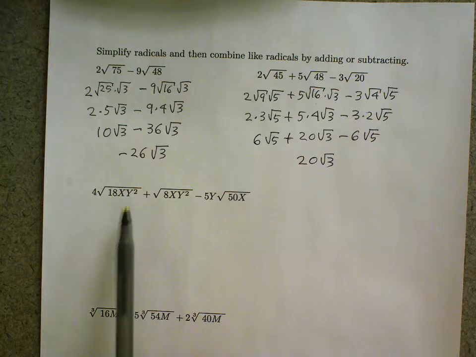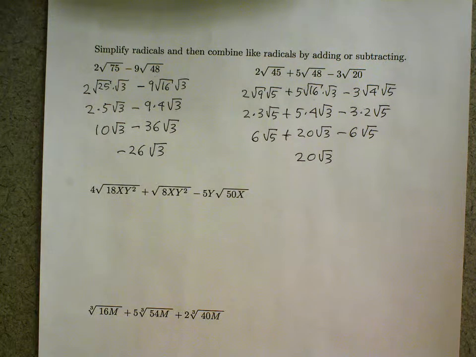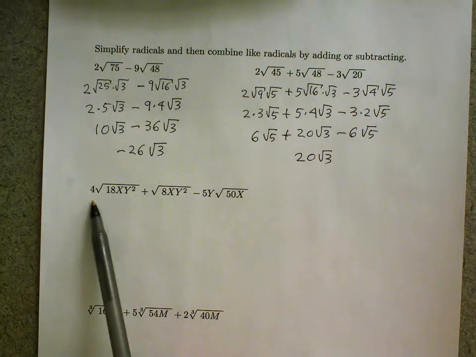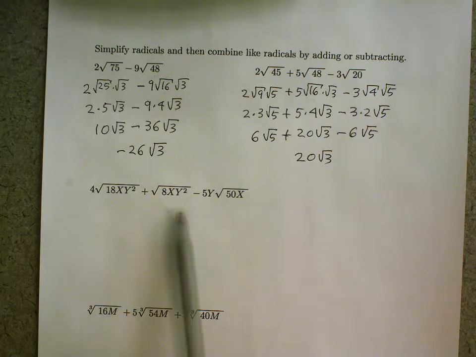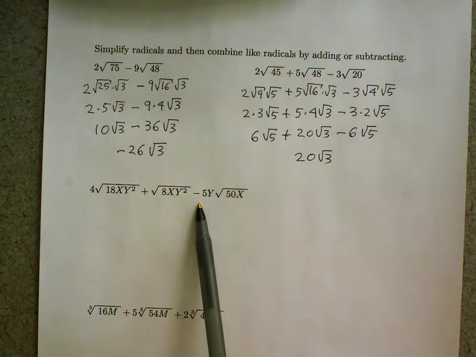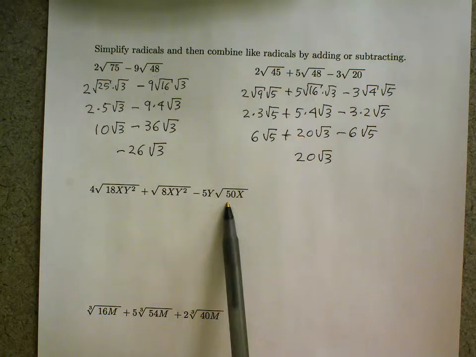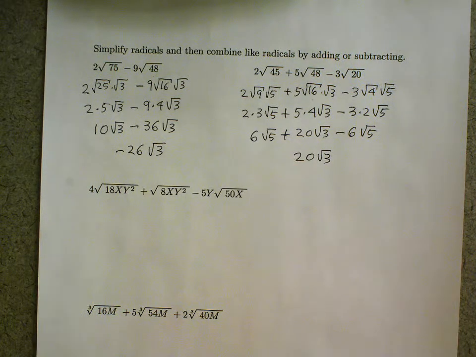Okay, the next level of difficulty. Here we have 4 times the square root of 18xy squared plus the square root of 8xy squared minus 5y times the square root of 50x. Each of those square roots can be simplified further.